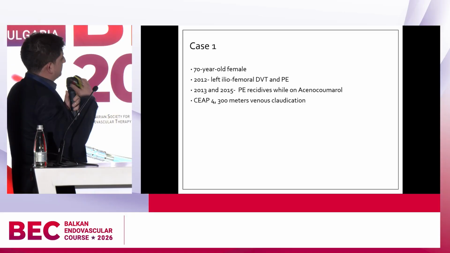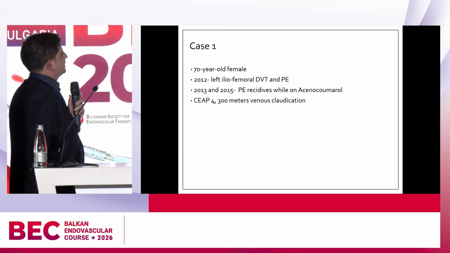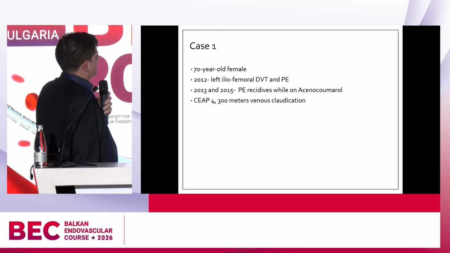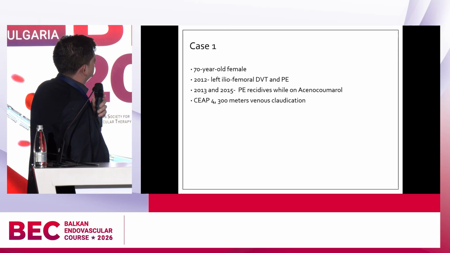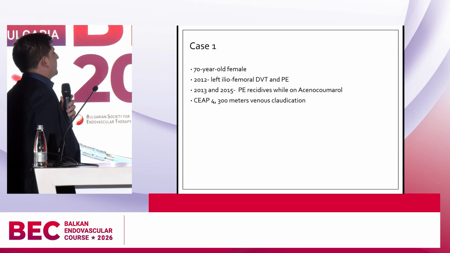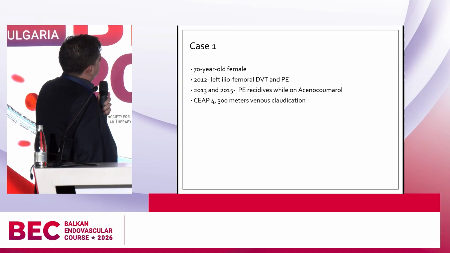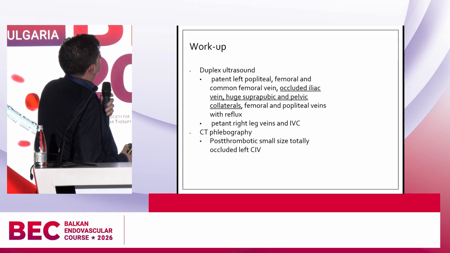So that is our first case, a 70-year-old female, 2012, left iliofemoral DVT with PE. The PE recurred in 2013 and 2015, while on anticoagulation. She is C4 with 300 meters claudication on venous coagulation.